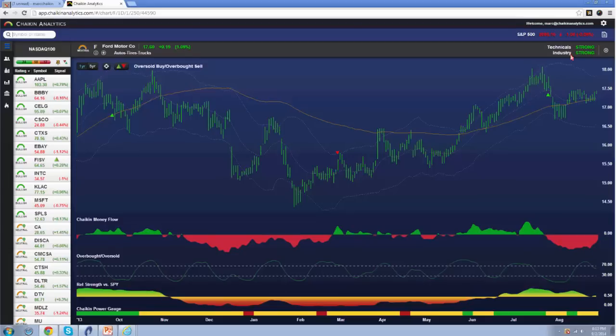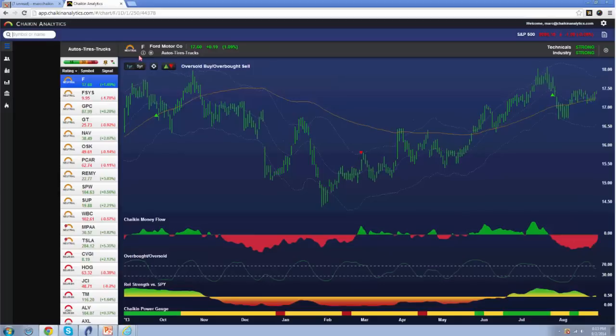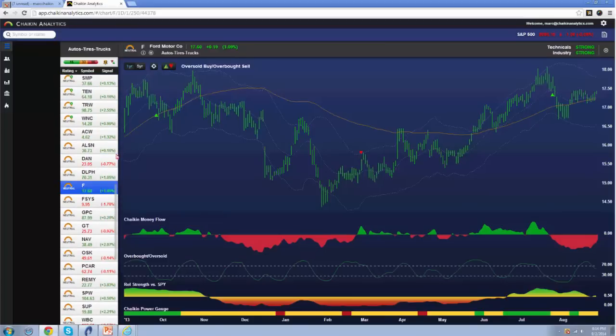They say the industry group is strong. We can know that by clicking on it. I think there are better places to be than the auto stocks. Sure. Here's the whole auto, tire, and truck group sorted by power gauge rating. And there aren't that many bullish stocks, 15 bullish, 10 bearish, not my favorite group.